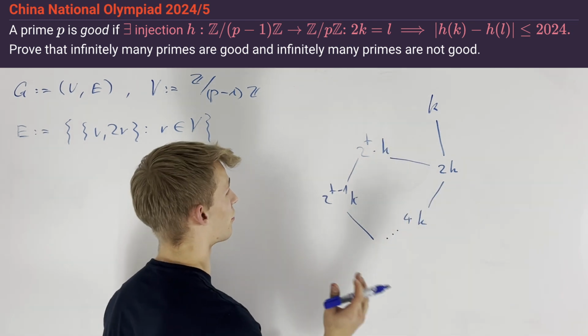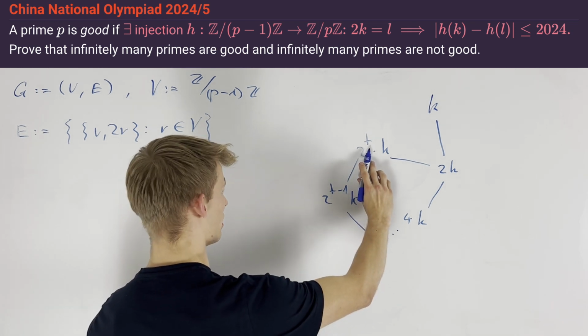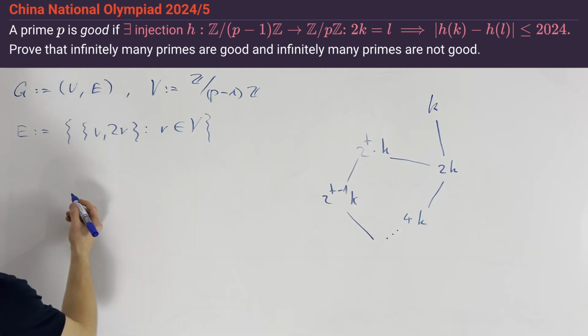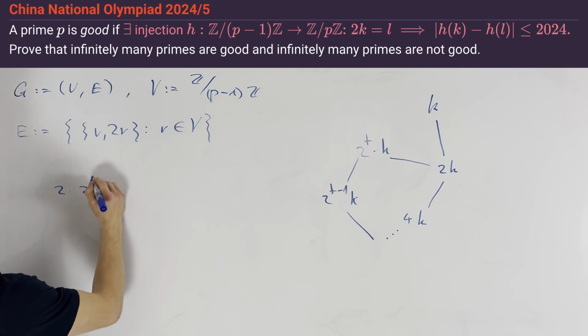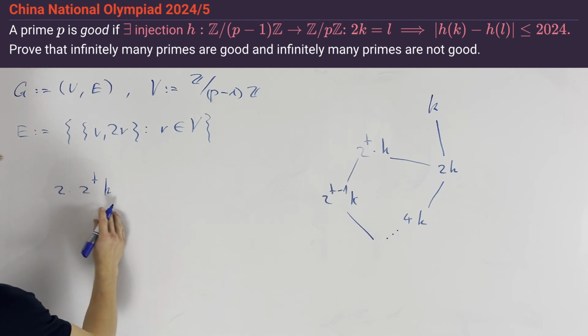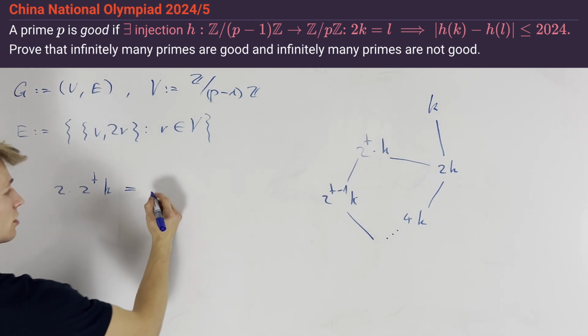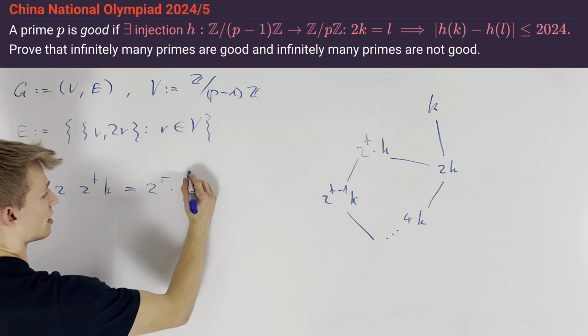Now we are interested in finding out the exponent t. For this, let's consider the equation 2 times 2^t times k is equal to 2^r times k.